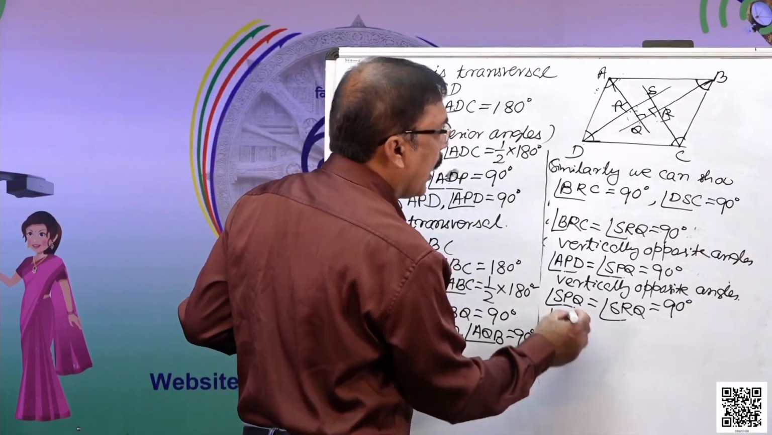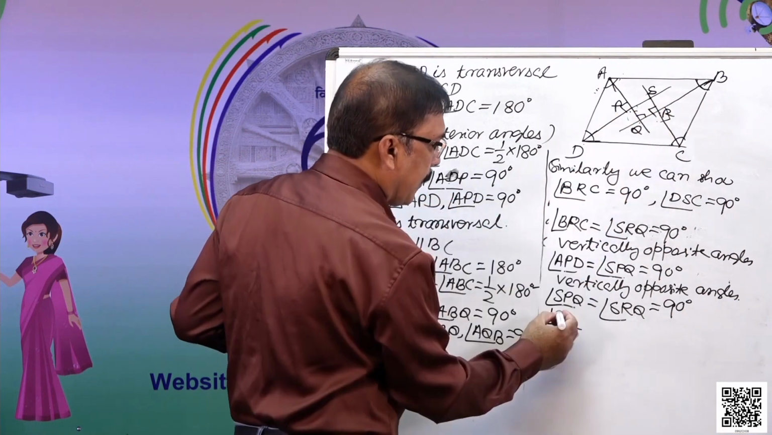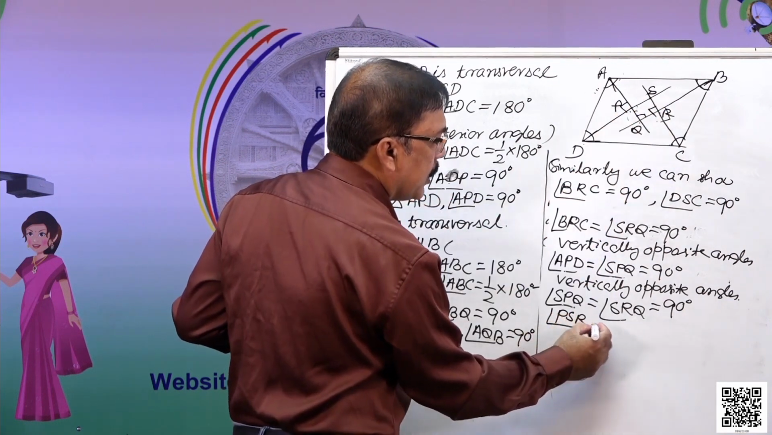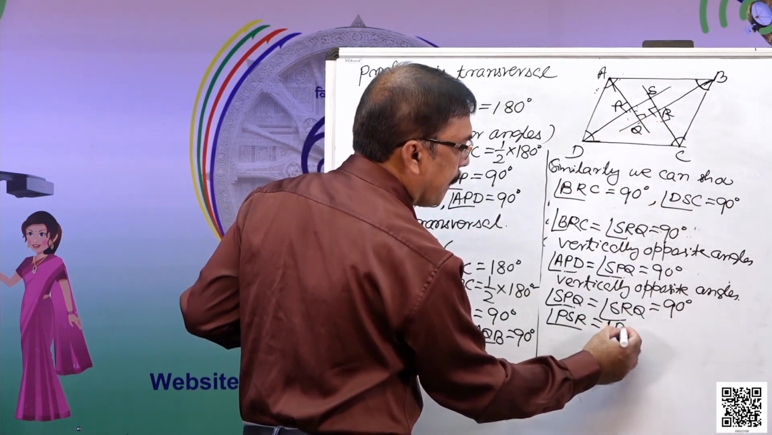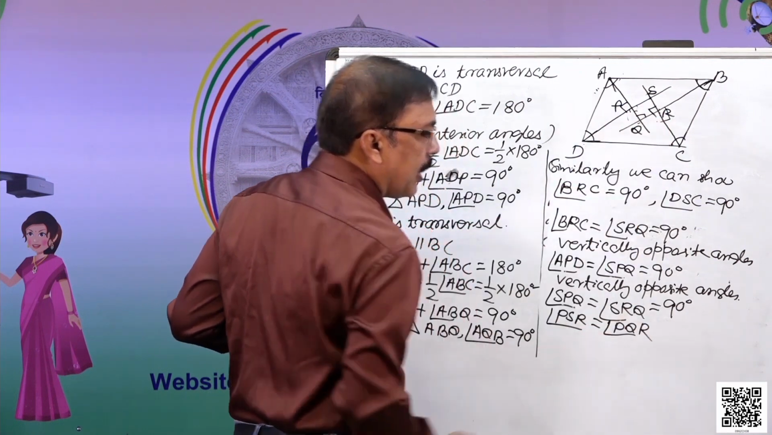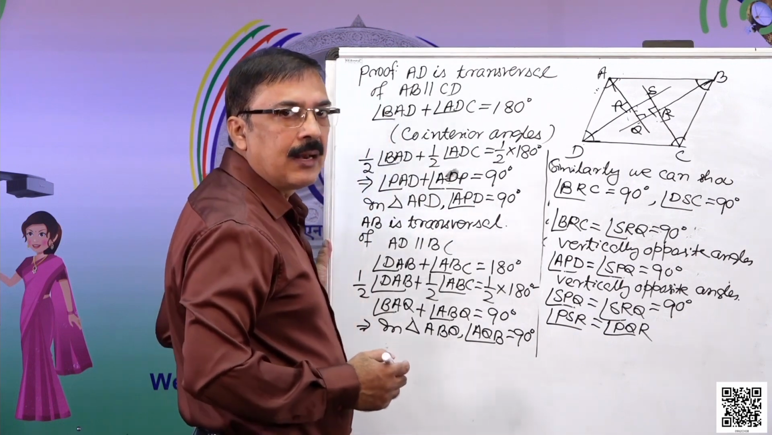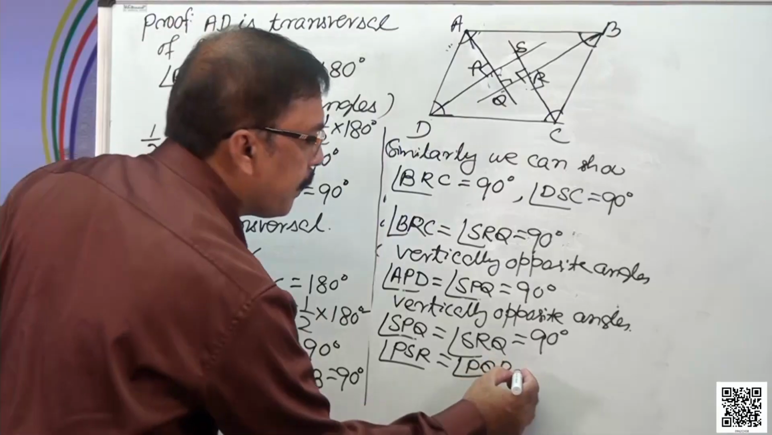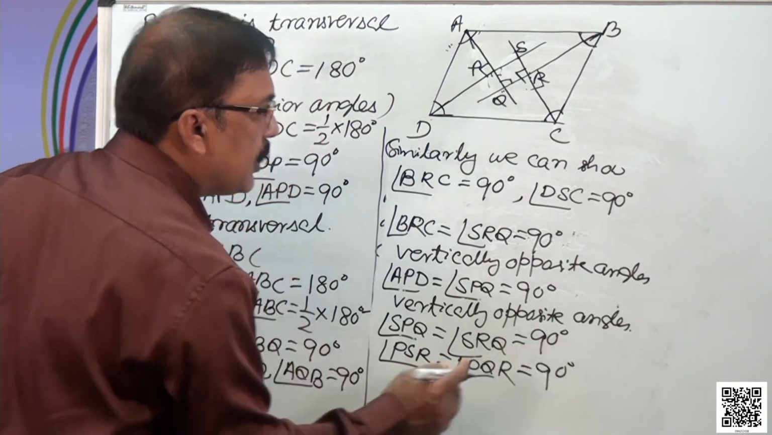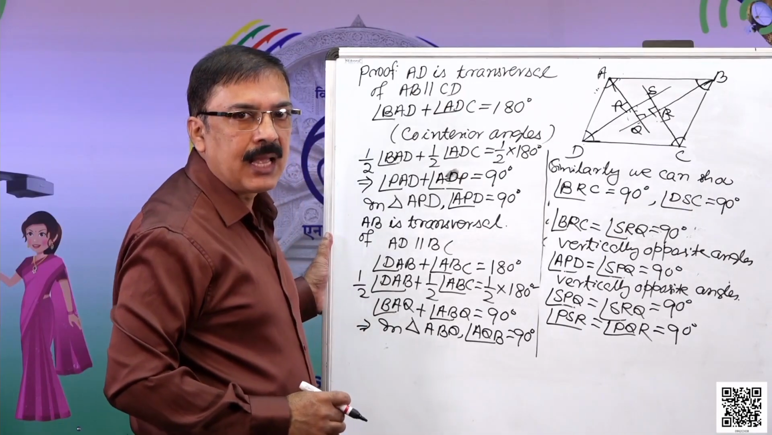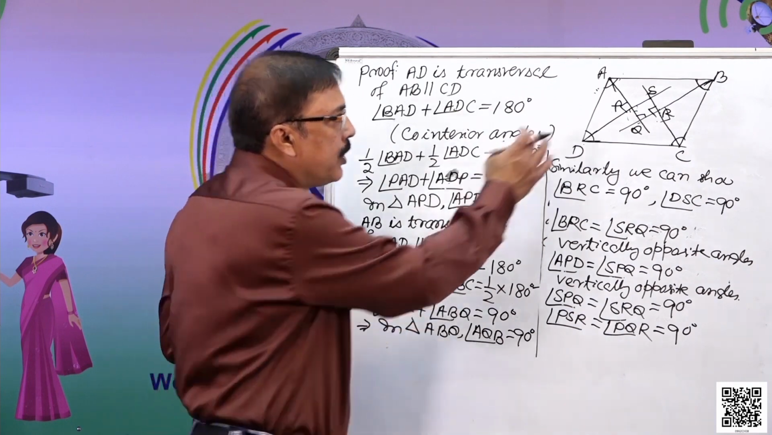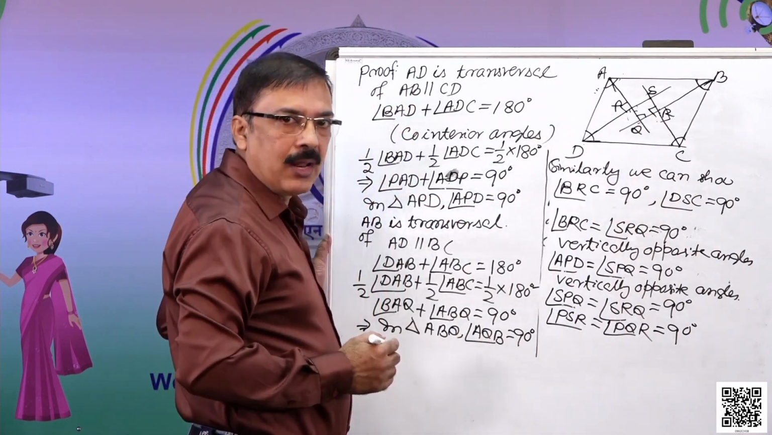Again, angle PSR is equal to angle PQR, again due to the same reason, that is both are 90 degrees. As opposite angles of the quadrilateral PQRS are equal, so PQRS is a parallelogram.